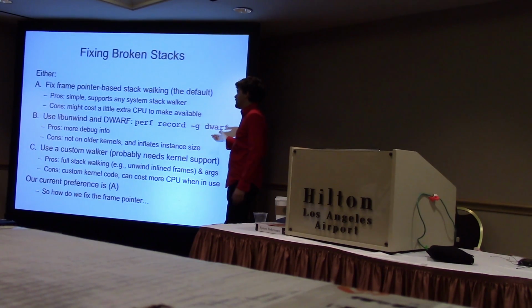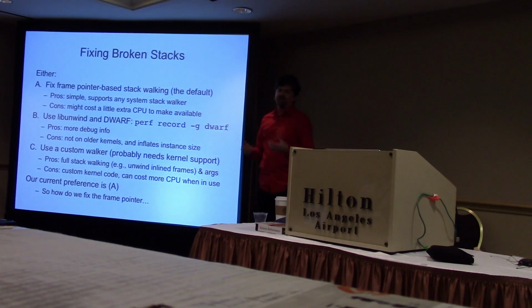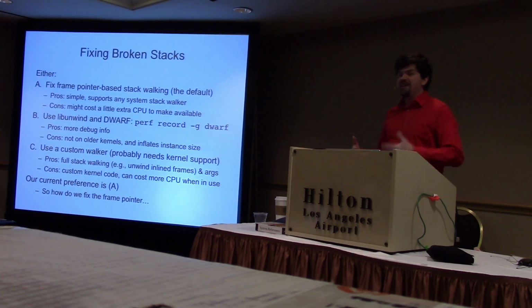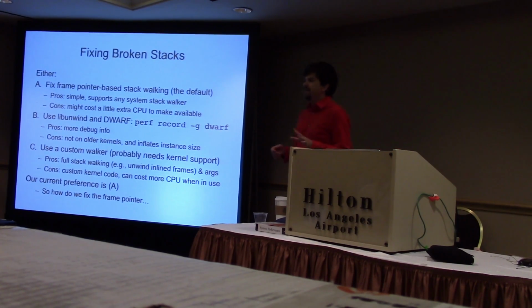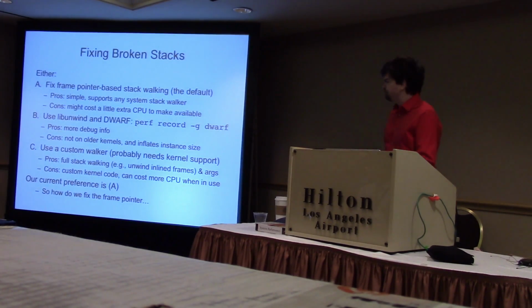More debug info doesn't work on older kernels, and you need to have debug info on the instances, which is a big problem for Netflix because we're creating and destroying instances all the time, and the time it takes to create them is really important, and that's relative to how big they are. So we want the instances to be small, to have a very small footprint. And so adding kernel debug info to instances is a non-starter.